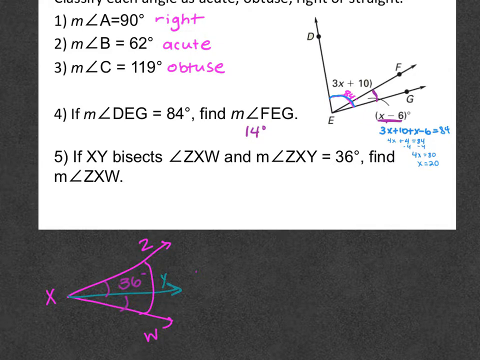So what would I do? Good. Multiply times 2, or add 36 plus 36. Either way, you'd get 72 degrees. Good job.